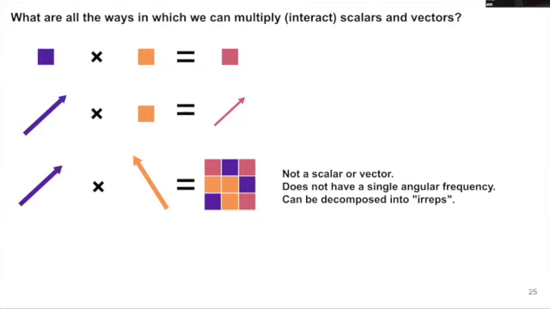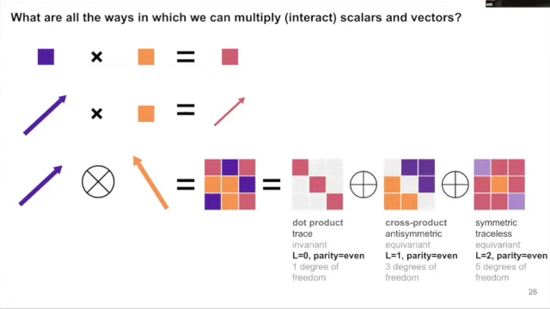So the most general operation is an outer product, which produces a 3x3 matrix. Notably, the 3x3 matrix does not have a single unique frequency. It does have a single parity, because odd times odd is even, but it doesn't have a single angular frequency. And this is because we can decompose it into our irreps. So I'm going to replace it with this ⊗, which is typically used for tensor products or outer products. And what happens is you can actually break this thing up into simpler pieces.